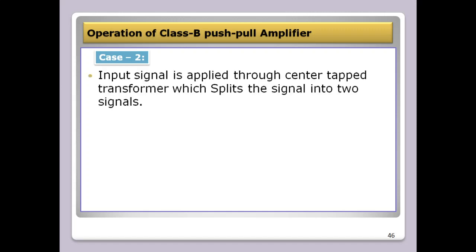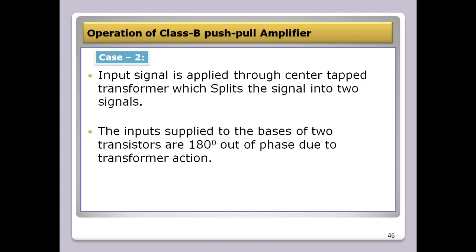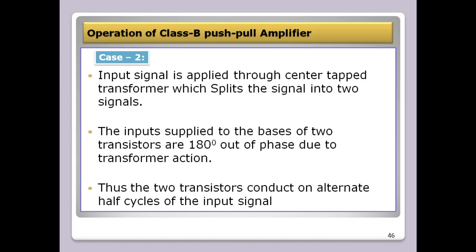Under case 2, the input signal is applied through a center-tap transformer, which splits the signal into two signals. Here, the inputs supplied to the bases of the two transistors are 180 degrees out of phase due to the transformer action. Because of the center-tap transformer, the two transistors Q1 and Q2 are given the input at the same time, but the input is 180 degrees out of phase at the two transistors. Thus, the two transistors conduct on alternate half cycles of the input signal.